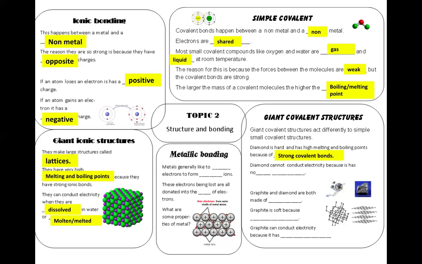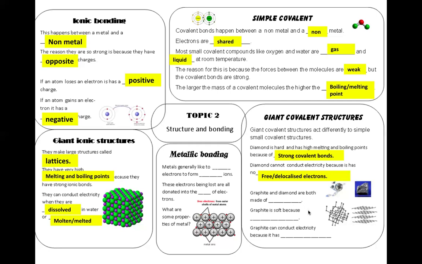So again, giant covalent, you're looking at stuff like diamond, stuff like graphite, and I think graphene might be in here as well. Or Buckminster fullerene comes up sometimes as well. So giant covalent structures act differently to simple small covalent structures. Think about diamonds, it's the hardest thing known to man. Diamond's got a really, really high melting and boiling point. It has strong covalent bonds. Now, diamond cannot conduct electricity because there are no free electrons floating around. The electrons are all shared to form those covalent bonds.